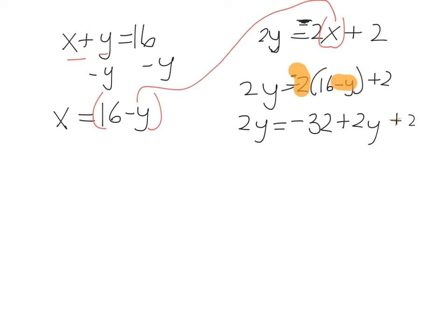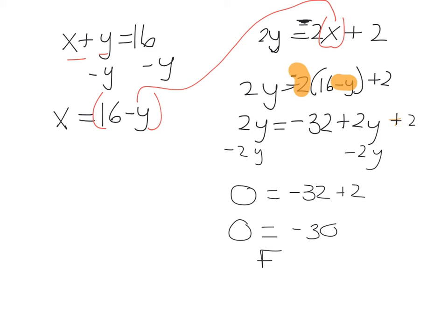So let's see. I'm going to get my variables on the same side. So I'm going to subtract 2y. I get 0 equals negative 32 plus 2. That gives me 0 equals negative 30. My variables have disappeared, canceled out, and this is false. So my answer is going to be no solution.